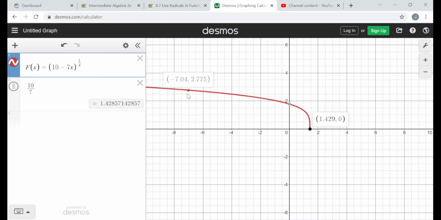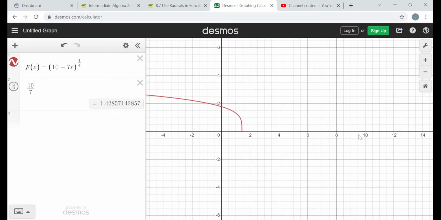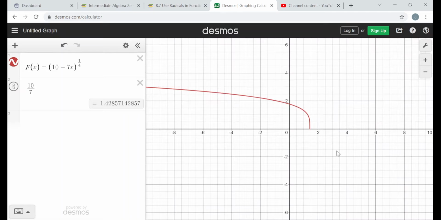Negative 6.19, negative 7.16, right? All these points on the graph have an x coordinate less than 10 sevenths, and this point has an x value equal to 10 sevenths. And then everything to the right of 10 sevenths on the x-axis, there's no graph over here. Because if you plug in anything greater than 10 sevenths, you'll be taking an even root of a negative number, which is not real. So it wouldn't correspond to any points on this graph. The x and y axis represent real numbers only.